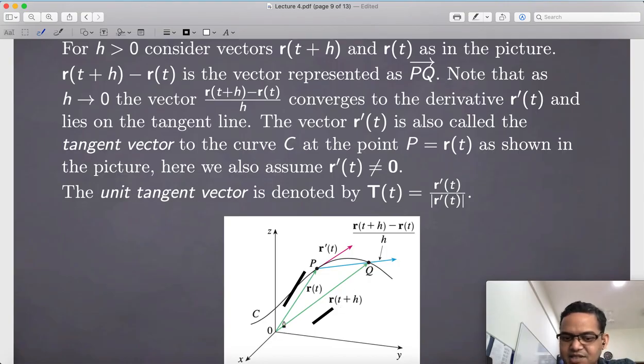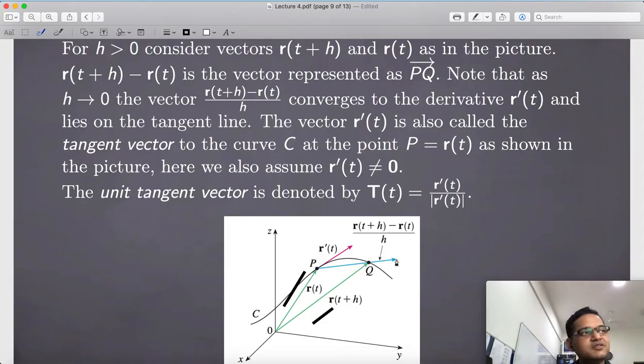This is r of t plus h. So this is one vector, this is another vector, and this vector is nothing but the difference, correct? The vector over here, r of t plus h minus r of t, is nothing but this PQ vector, and it is pointing in the direction given by this arrow. Now when I multiply by this scalar, the vector direction doesn't change, since h is positive. Otherwise, if h was negative, it would point in the opposite direction. Here I am taking h to be positive, so it points in this direction.